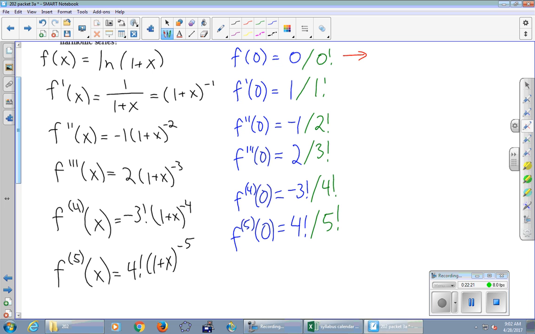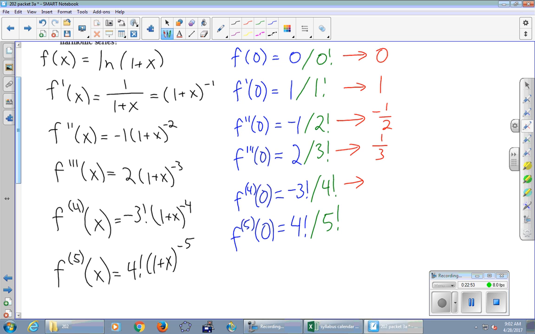Okay, and again, this is the part in green where I'm just writing stuff on the board that is not true, and I feel guilty about it. Like the fifth derivative is not 4 factorial over 5 factorial. It's just 4 factorial. Okay, how much is 0 over 0 factorial? It's 0, right? That's just 0 over 1. Nothing there. 1 over 1 factorial is 1. Negative 1 over 2 factorial, negative half. 2 over 3 factorial is a third.